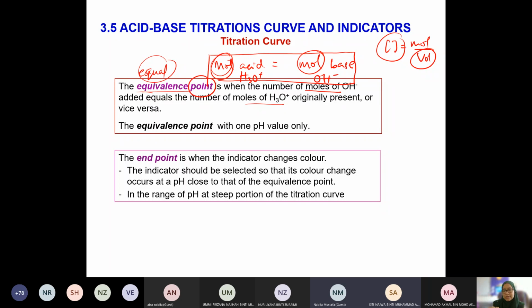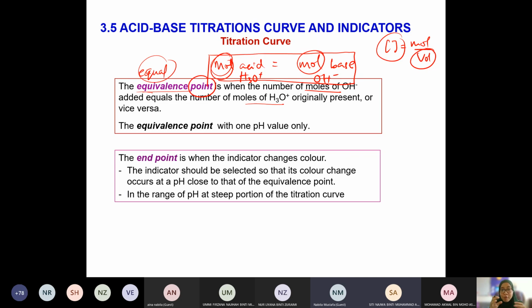Okay, so at the same time, when more moles of acid are used to neutralize the base, the mole of acid will start to decrease. Okay, maksudnya acid punya molecule tu dah makin berkurang. And then it reaches a point where all the acid is used up, and the same goes for the base. All the acid and all the base have been fully neutralized. So there's no acid, there's no base in the solution. So that is what we call the equivalent point.